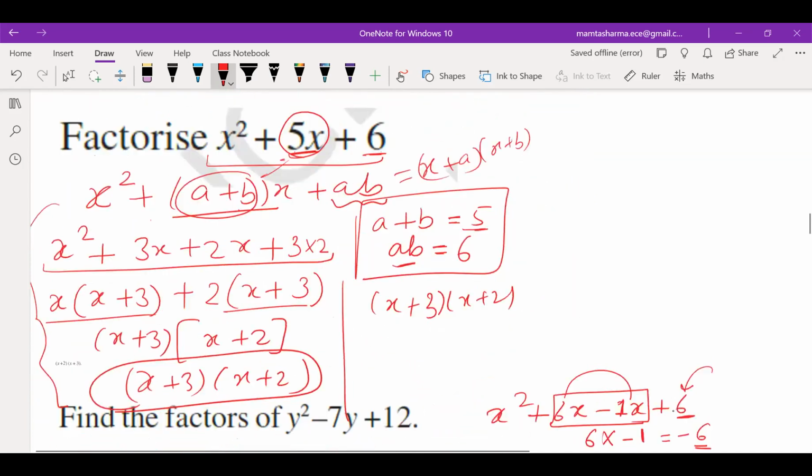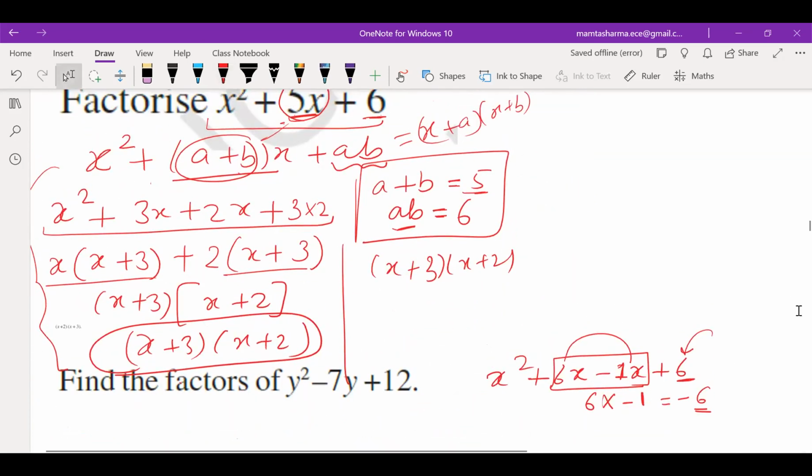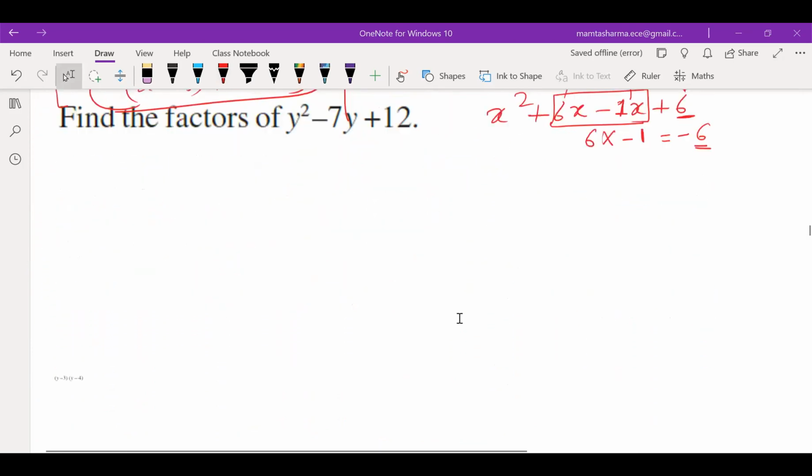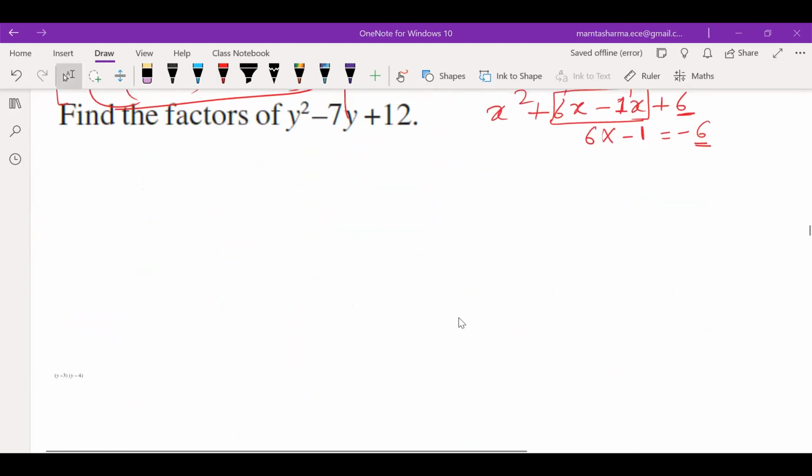Clear? Clear everyone? Ananya? Yes, ma'am. Ma'am, Arshita only told the answer, ma'am. Yes, actually. Shubhra? Yes, ma'am, understood. Tanvi? Clear? Yes, ma'am. Clear.